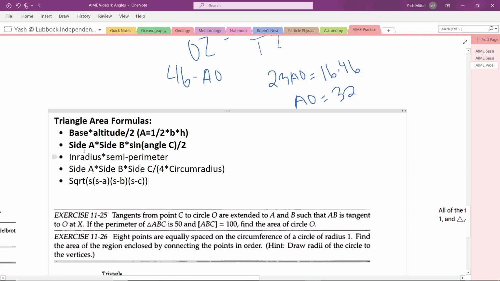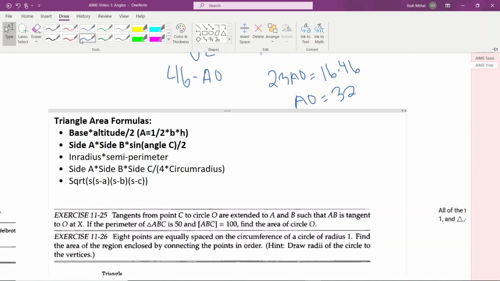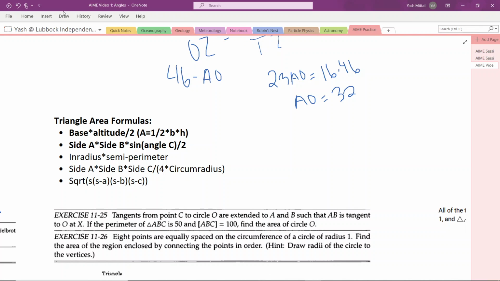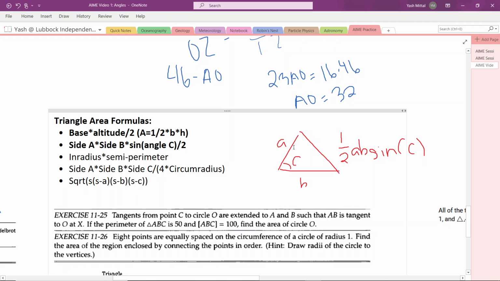Now the next ones are relatively new, but if you went to geometry, you should probably recognize some of them, especially this one and this one. So this one, side A times side B times sine of angle C over 2. Essentially, let's take a triangle. Let's call this angle C, and this is angle A, this is side B, or side A, side B, angle C. The area of the triangle is 1/2 AB times sine of C. That's it. You can figure out the area of a triangle just through that.